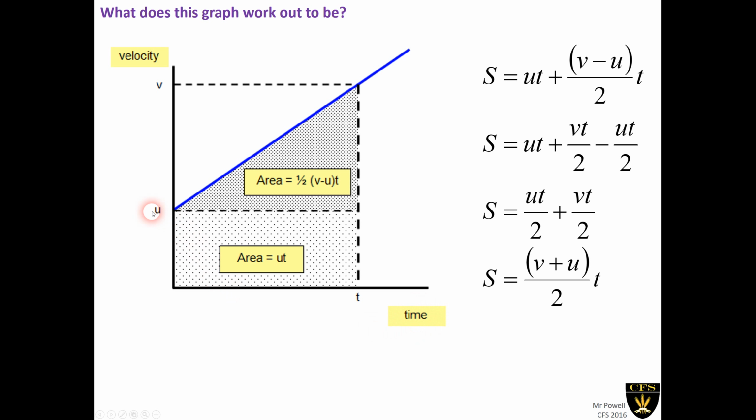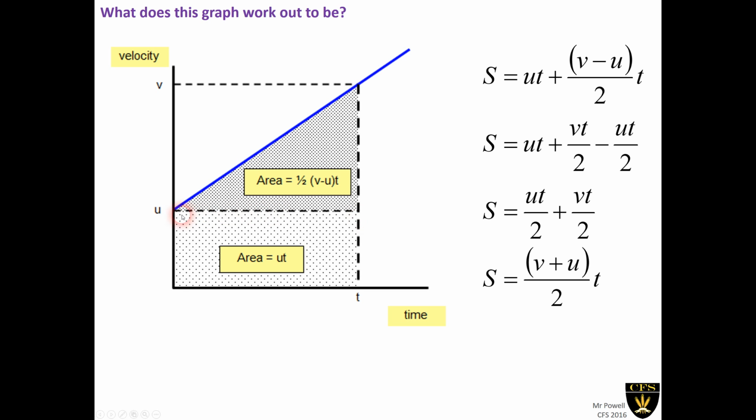So imagine that somebody is already travelling at initial velocity U, so it could be 3 meters per second. They accelerate up to a final velocity V, so it could be like 3 to 8 or something like that, in a time of a few seconds. Now hopefully you'd agree that for that journey the graph has got a triangular area and a square area.